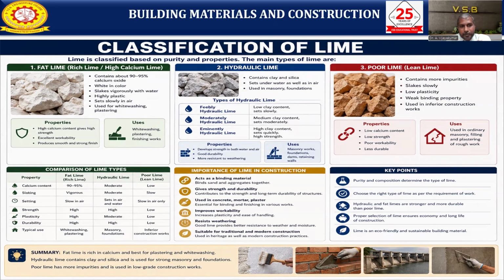If you add water and shake it vigorously, it shows high plasticity. But when the water is added, it slakes and sets very slowly in air. This type of fat lime is used for whitewashing and plastering purposes. Its property of high calcium content gives more strength and excellent workability. It produces a smooth as well as strong finish. Practical applications of fat lime are whitewashing, plastering, and finishing.